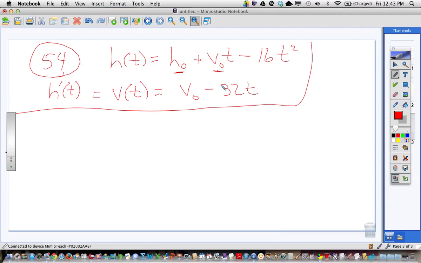Was it thrown up or down? Up. How can you tell? The 38 is positive. If 38 is positive, it's thrown up. If it's negative, it's thrown down. Okay? C, was the height increasing or decreasing? Means was the ball going up or going down at 2?